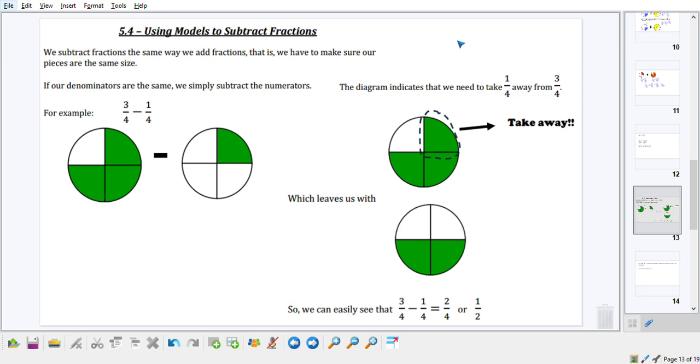So when we're talking about the pieces, we're talking about the denominator and how many bits it is divided up into. So if our denominators are the same, we simply subtract the numerators. So over here I have 3/4 subtract 1/4. They're already in the same size pieces, so we just need to take away that 1/4, which is going to leave us with 2/4 or 1/2. So it's really good practice to reduce your fractions at the end. Knowing how to reduce your fractions will come in handy later on.